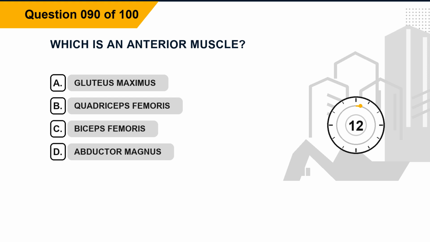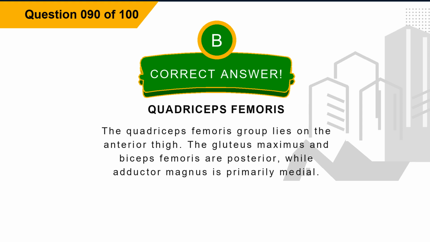Question 90. Which is an anterior muscle? Option A, gluteus maximus. Option B, quadriceps femoris. Option C, biceps femoris. Option D, abductor magnus. The correct answer is option B, quadriceps femoris. Explanation: the quadriceps femoris group lies on the anterior thigh. The gluteus maximus and biceps femoris are posterior, while adductor magnus is primarily medial.